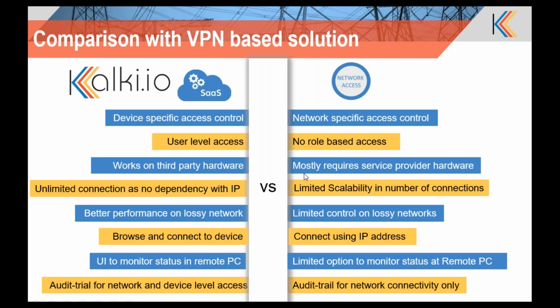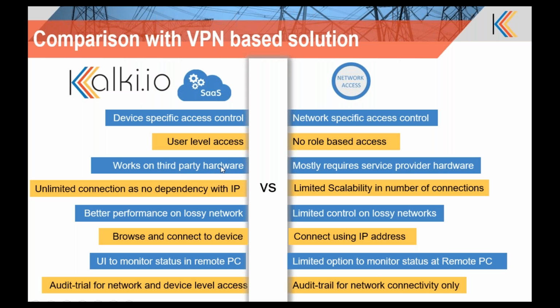And VPN solutions mostly require service provider hardware. That means edge gateways or edge devices, which need to be installed along with the equipment or devices, are mandatory in case of a VPN-based solution. But in case of Kalki SaaS, third-party hardware is optional.